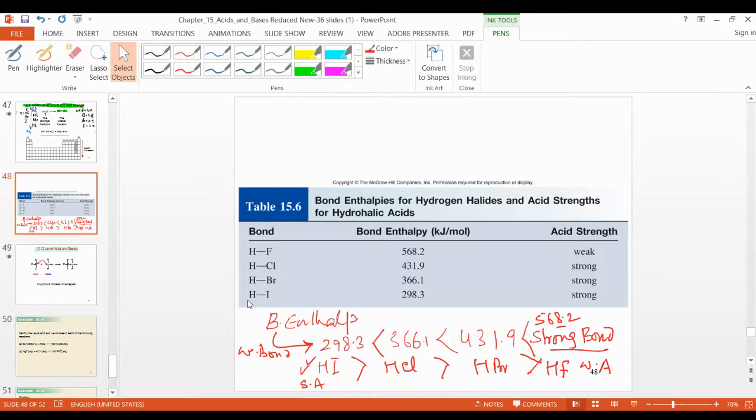So yes, the K value will be given. If the K value is given, you can decide. If bond enthalpy is given, you can decide. Less the bond enthalpy, stronger the acid, right? Higher the bond enthalpy, weaker the acid. Greater the K value, stronger the acid. Lesser the K value, weaker the acid. Just on both bases you can decide.